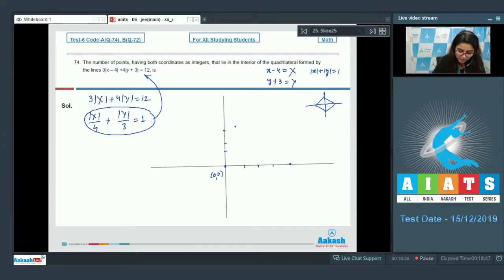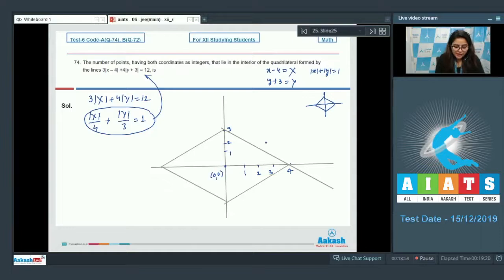2 3 and here your equation is going to be like this. Similarly here. So see, this is your 1 2 3 4 and this is your 1 2 and this is 3. So just find out in this quadrant and multiply by 4, because in all these 4 quadrants the number of integral points would be the same. So we are talking about this quadrant only.